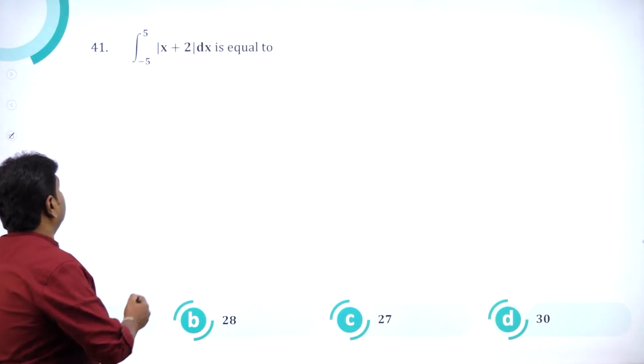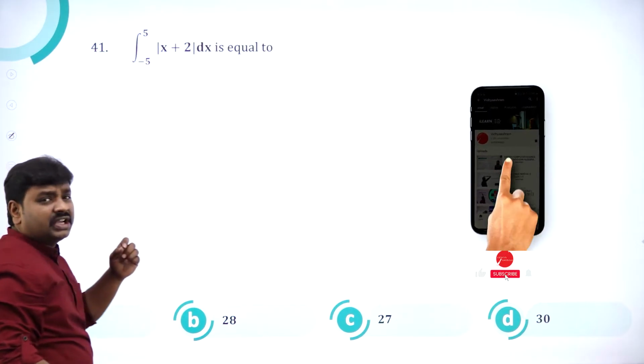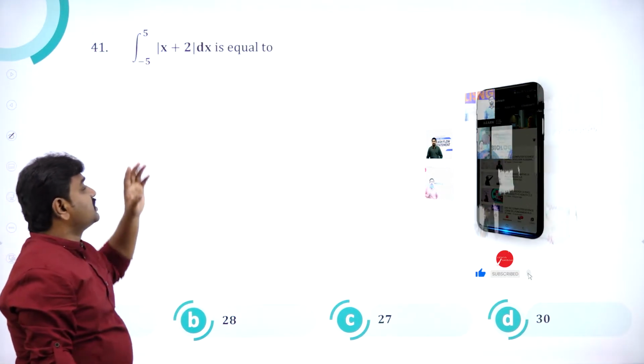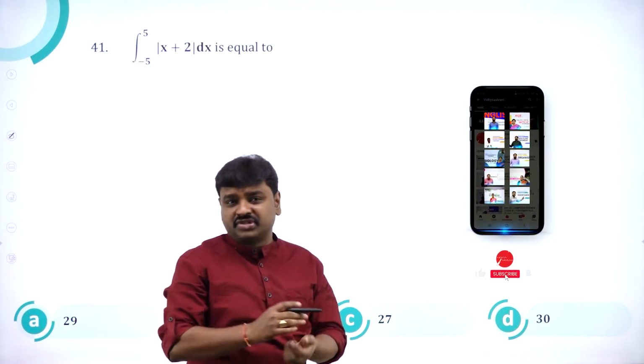Question number 41. Integral of minus 5 to 5 mod of x plus 2 dx. Generally, what we'll do, we'll split this. Mod of x plus 2, write x plus 2 and minus x plus 2, don't waste time.